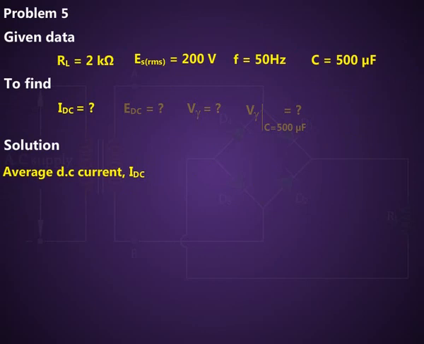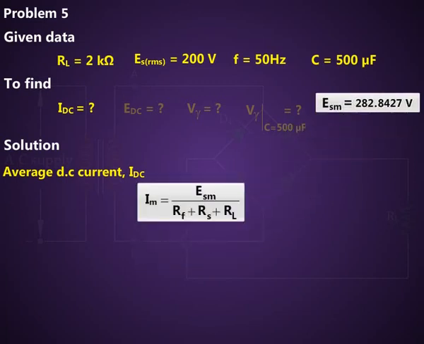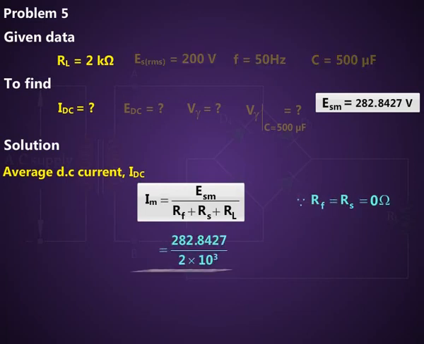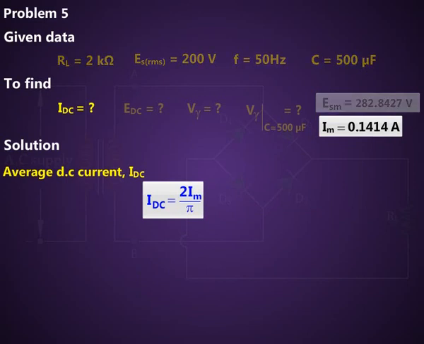Average DC current IDC: ESM is equal to root 2 ES RMS. Therefore, ESM is equal to 282.8427 volts. IM is equal to ESM by RF plus RS plus RL. Therefore, IM is equal to 0.1414 amps. IDC is equal to 2 IM by pi. After simplification of this equation, we get IDC is equal to 0.09 amps.